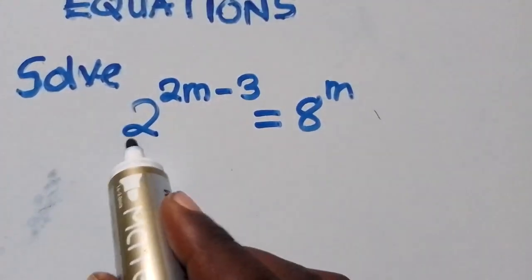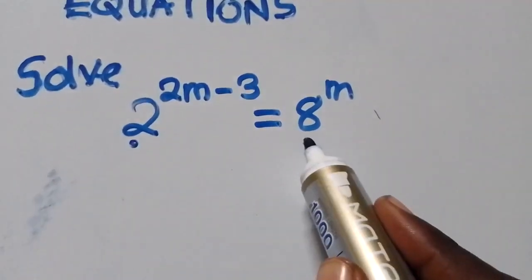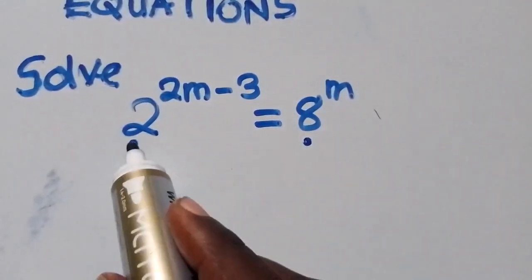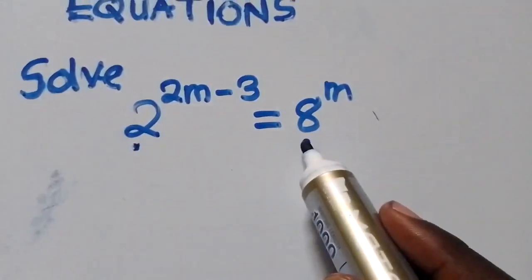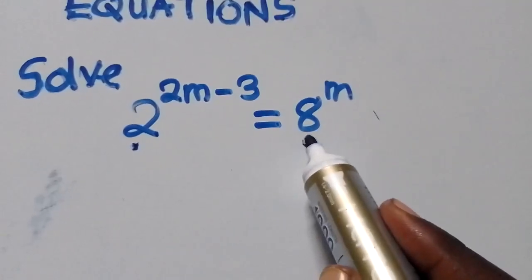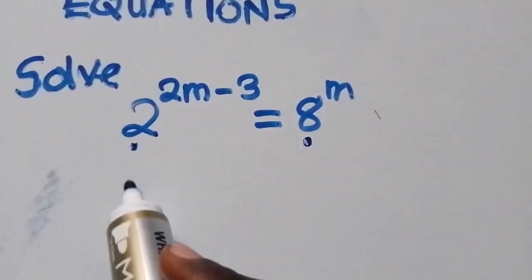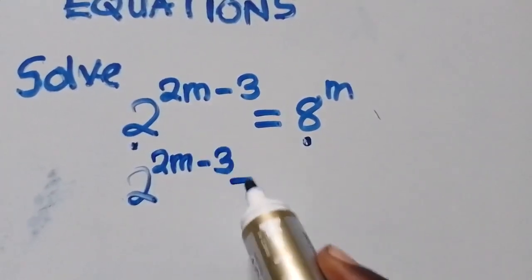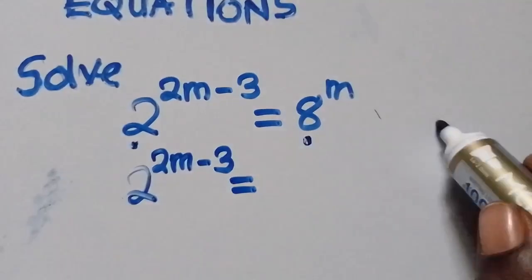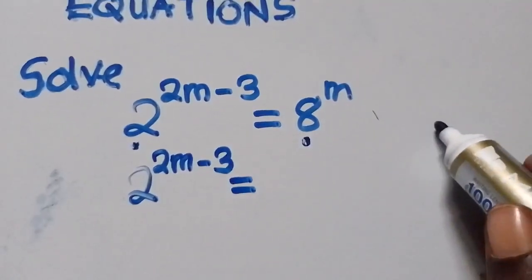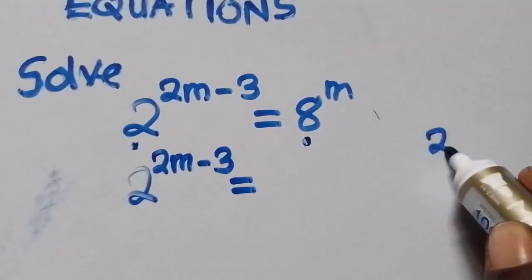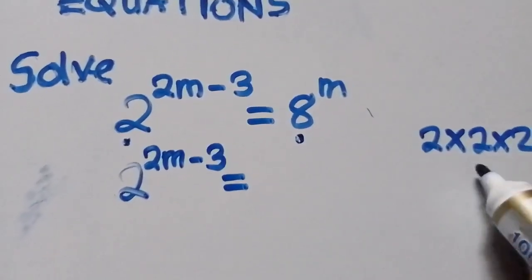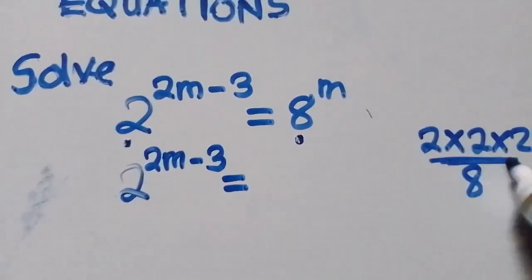So we need to make sure that this number that is here and this number that is here are in the same base. So 8 can come to base 2, but 2 cannot go to base 8. So we change 8 to base 2. So we are going to say 2m minus 3 is equal to, so 8 to base 2. How many times can you multiply 2 to have 8? 2 times 2 is 4. Times 2, we are going to get what? 8. So how many times? 3 times.